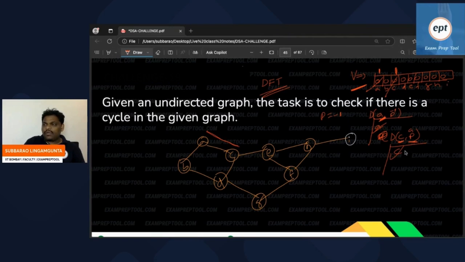So I am at C now. C adjacent is A, D, E, but A is previous, don't take. D and E, anyone you can take. So I am taking the E.